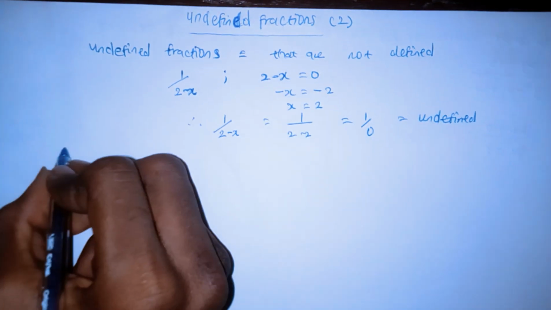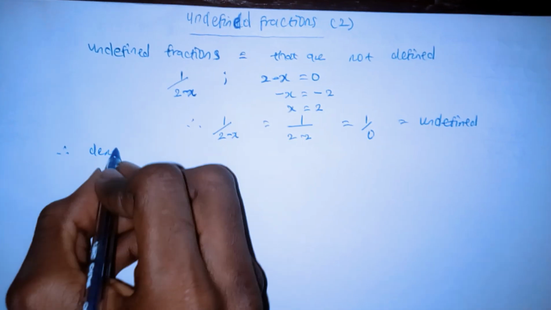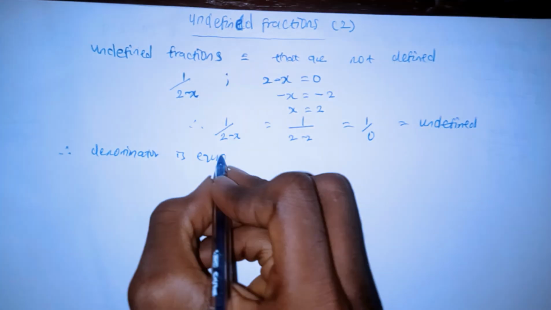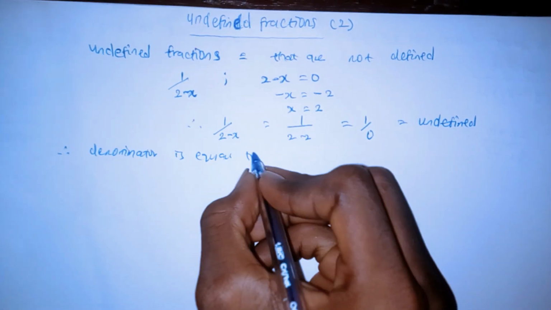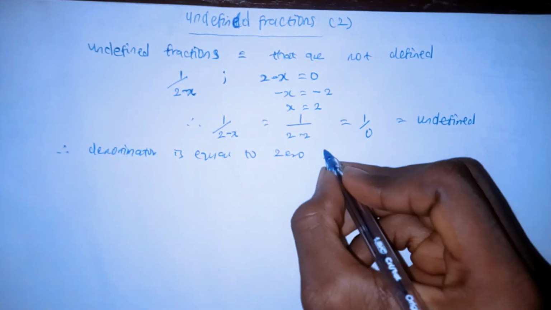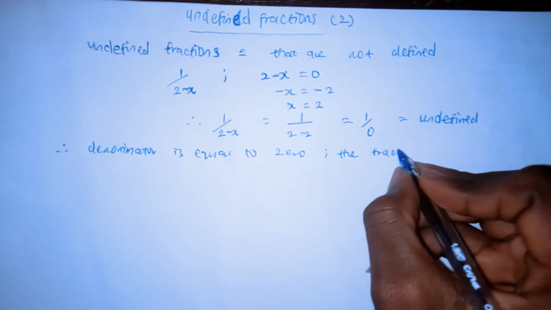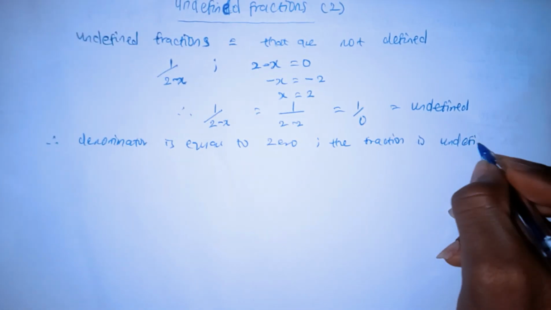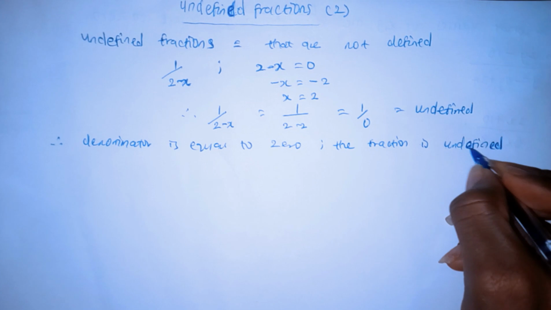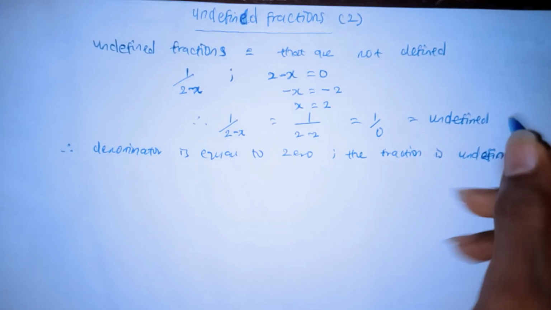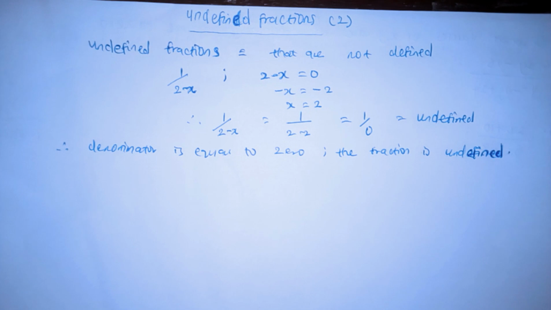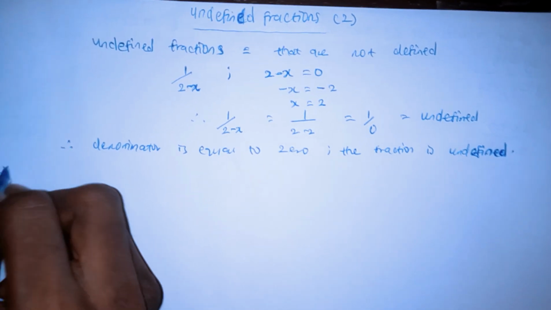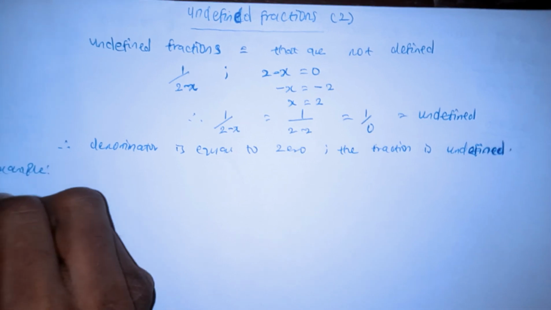From this scenario, we understand that when the denominator is equal to 0, the fraction is undefined. We considered this in the first topic. Now the second topic is when a question comes like this, for example. This is the second part of undefined.